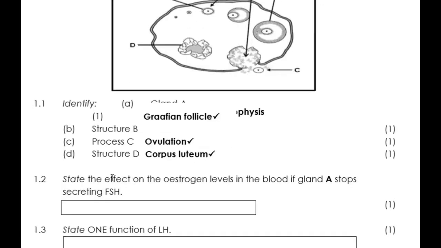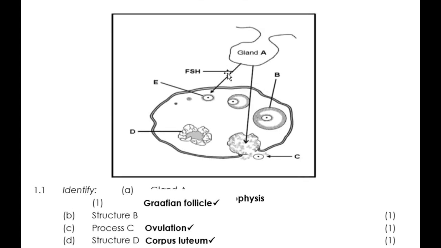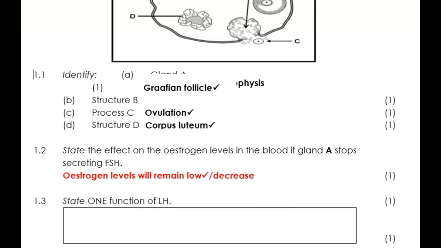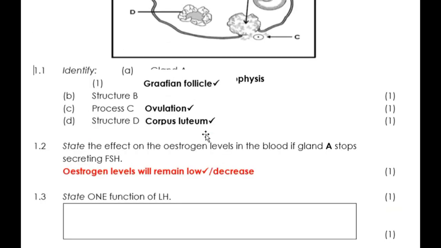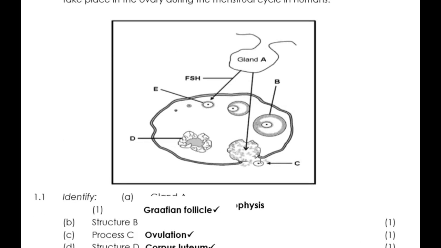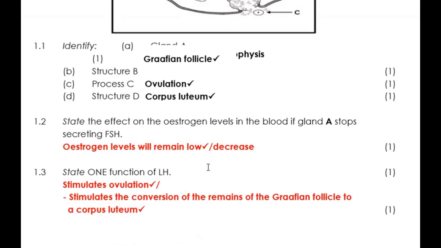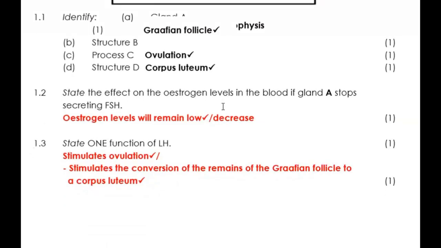And if they ask you, what is the effect on the estrogen levels in the blood if gland A stops secreting FSH? So if gland A doesn't secrete FSH, what's going to happen to the follicles? They will not grow, basically. And because the follicles don't grow, estrogen will decrease. Okay, so the levels will remain low or it will decrease. And that's the answer there. And then state one function of LH. What does LH do? I mentioned that it will cause ovulation and it will also cause the conversion of the Graafian follicle, which is that one, to the corpus luteum. Okay, so thank you for that.